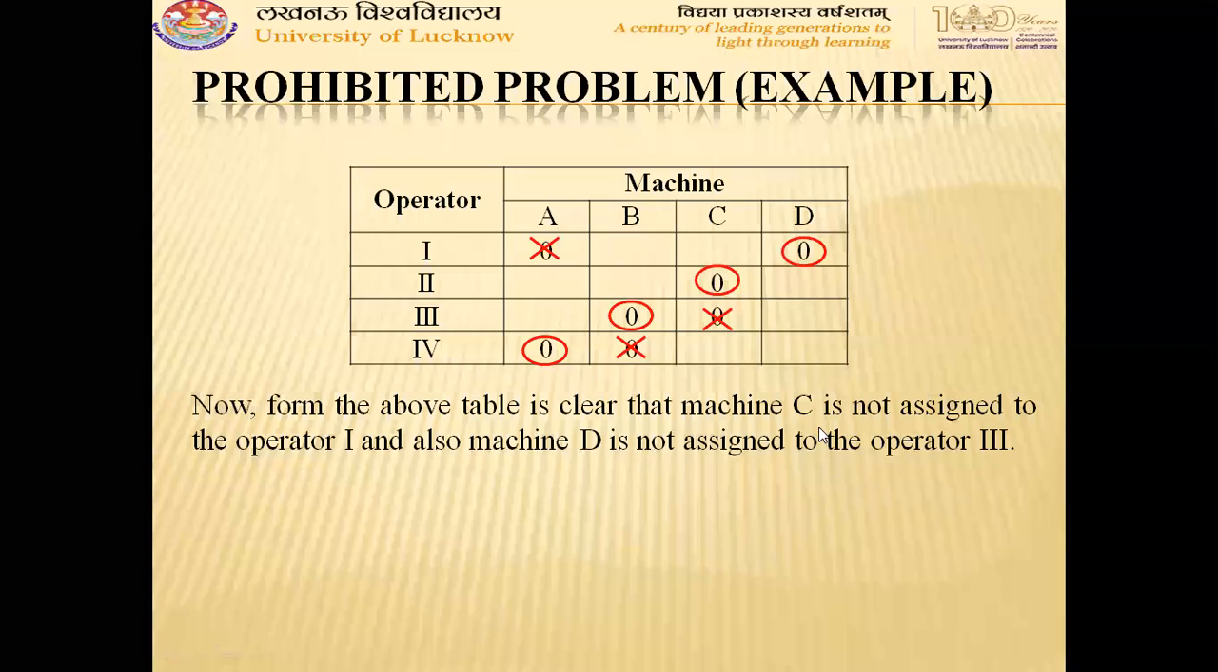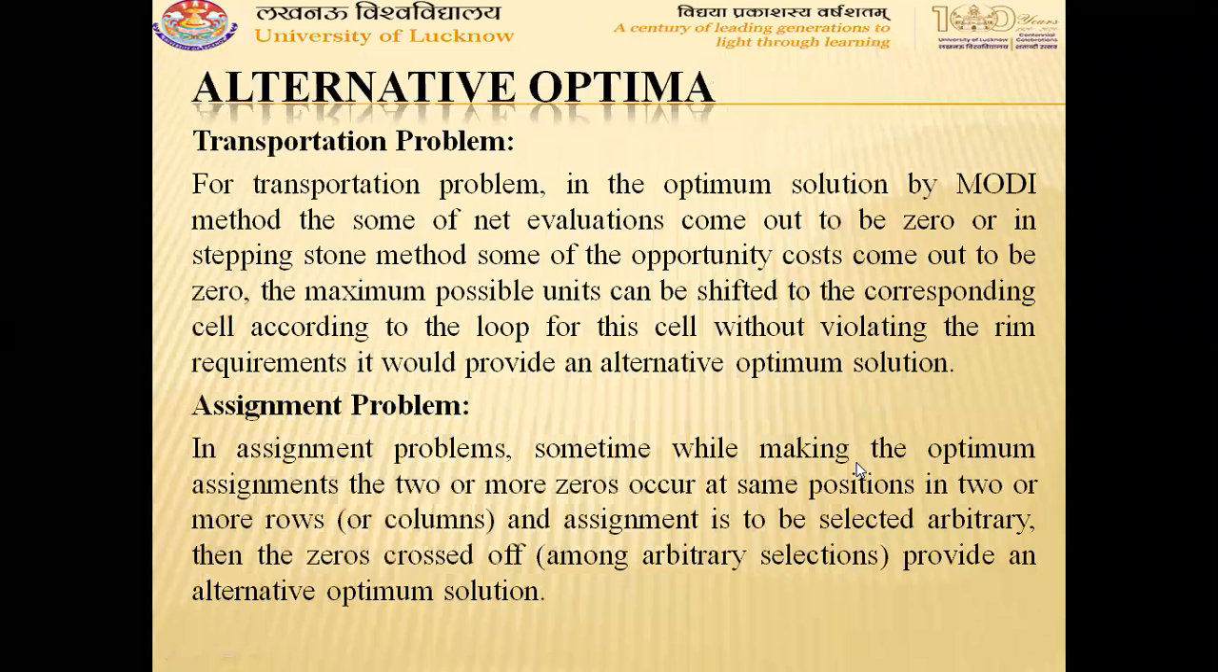So it is clear that machine C is not assigned to operator 1 as well as machine D is not assigned to operator 3. So in this manner we can easily obtain the solution in case of prohibited or restricted route models. The third case is the case of alternative optima.